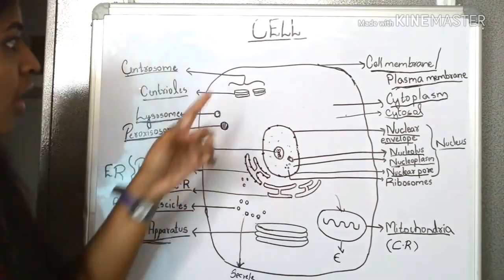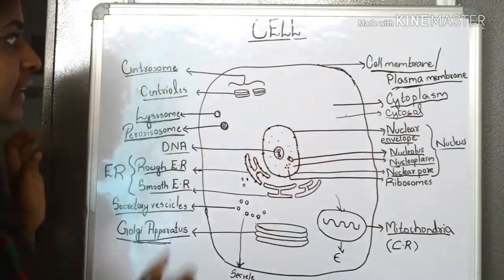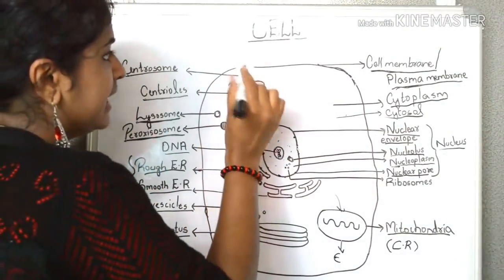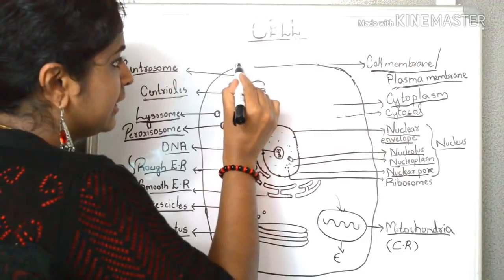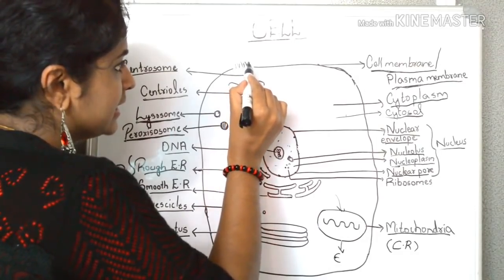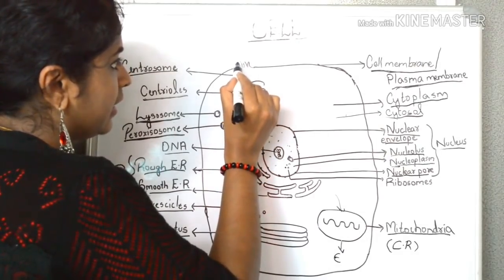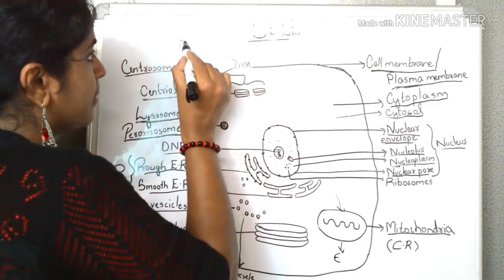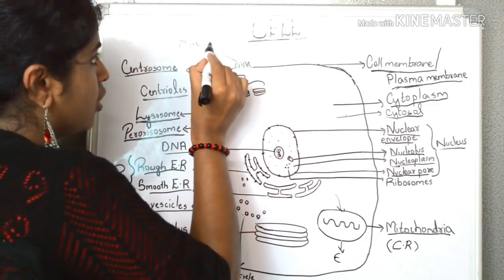Now on the cell membrane there are certain minute thread-like projections like this, and they are called microvilli.